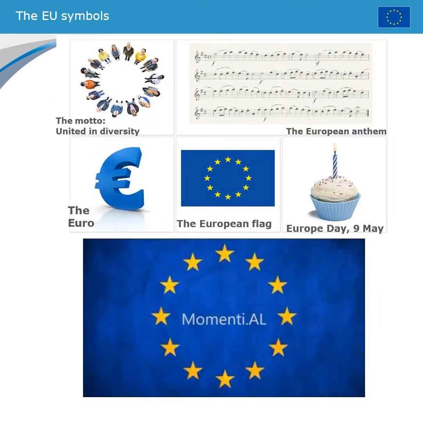Part 2. The EU needs a number of symbols that are easily recognizable. Every country needs that too. And here they are, the EU symbols. One is the motto. It's united in diversity, meaning that every country, the peoples, every individual is different, diverse, but together we stand united.